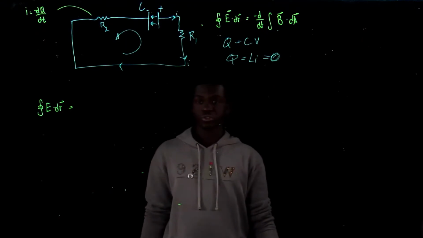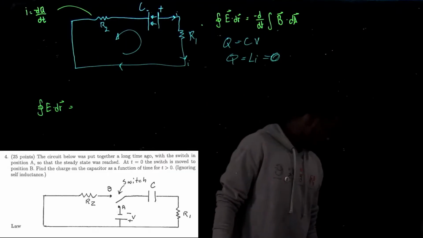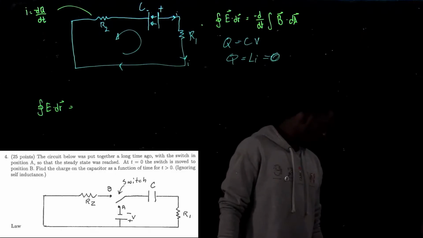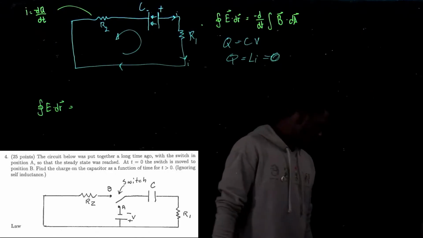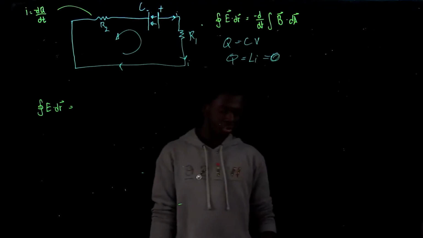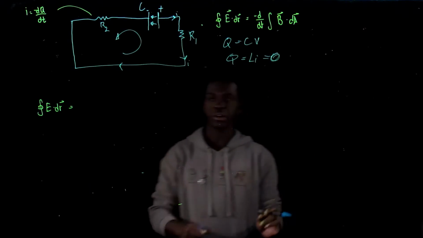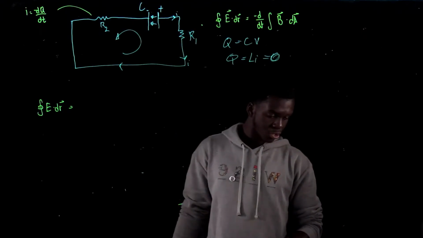Okay, number 4, 2018 exam 3. The circuit below was put together a long time ago. At t equals 0, the switch is moved to position B. Find the charge of the capacitor for time t greater than 0. So I already drew out the diagram, and we're going to be solving it right now.